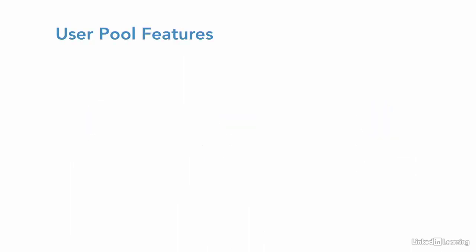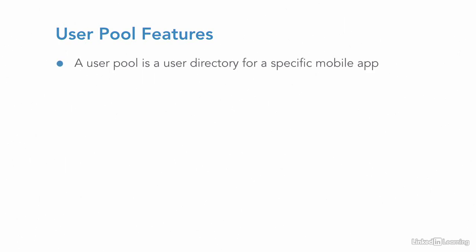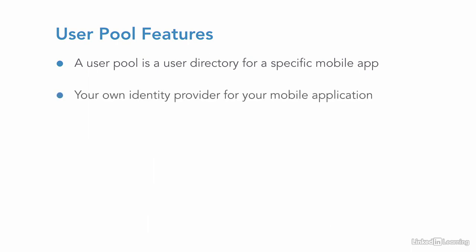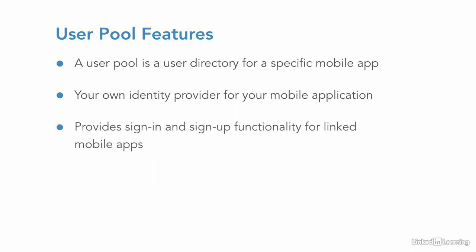So with a user pool, it's a user directory for a specific mobile application. Of course, you have to create that application and use the Cognito code for the user pool to integrate everything together. So you're creating an identity provider for your mobile application. And Cognito will provide the sign-in and sign-up functionality for any linked mobile application. It also supports user registration.